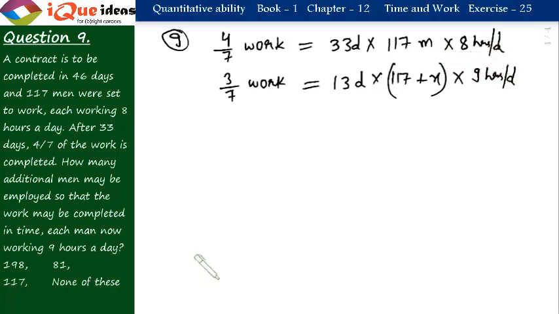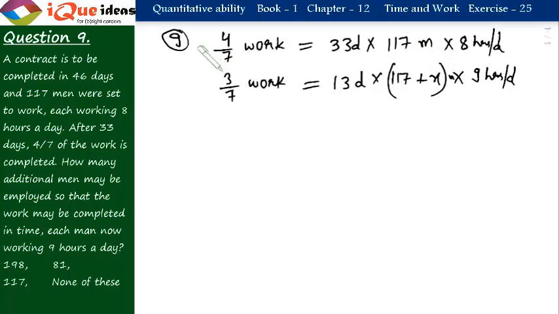I'll repeat. The whole work is divided into 2 parts. First part is of 33 days during which 117 men are working for 8 hours per day. So it is 33 days into 117 men into 8 hours per day, and that should be equal to 4 by 7 of the total work. Now the remaining 3 by 7 work should be completed in 13 days because the work is slated to be completed in 46 days. So 46 minus 33, 13 days. Now during these 13 days, x additional men are working. So 13 days into 117 plus x men into 9 hours per day as given, right?